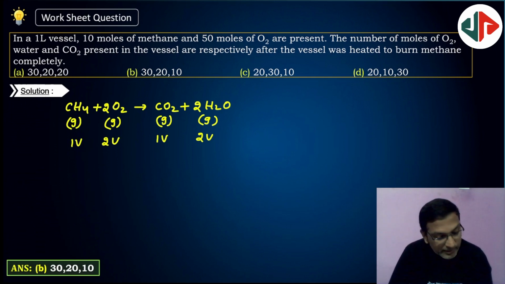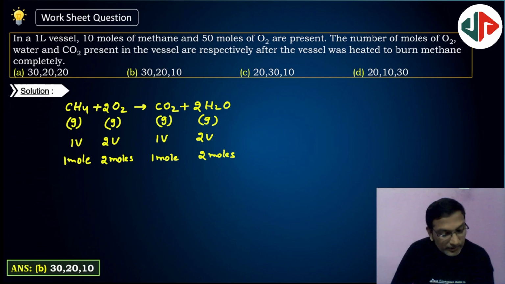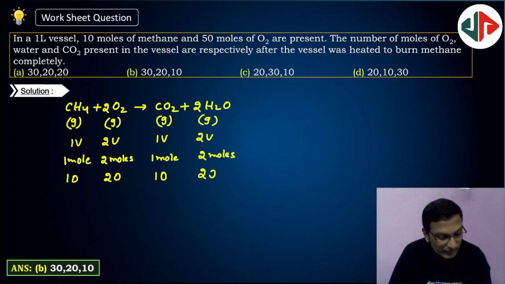Next, here 10 volumes of methane is given. Or here we can take 1 mole, 2 moles, 1 mole and 2 moles. So here 10 moles of methane requires 20 moles of oxygen, and here 10 moles of CO2 will be formed and 20 moles of H2O will be formed. So totally 50 moles of oxygen we are taking, 50 moles.